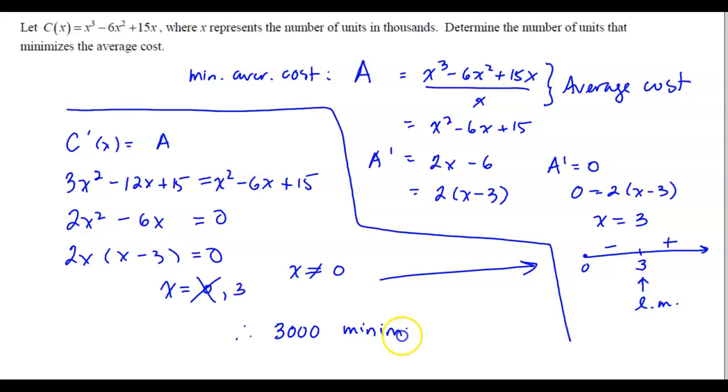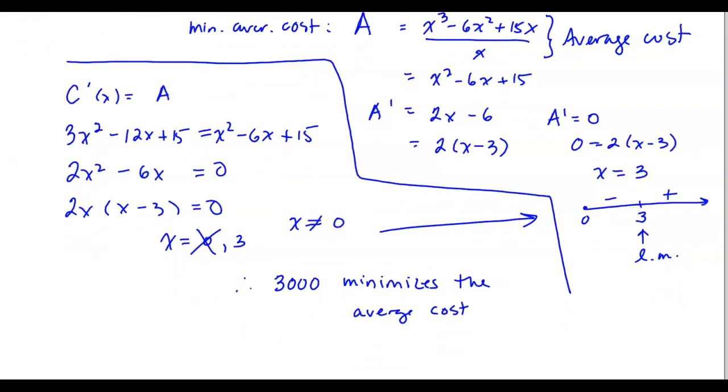So you can take the average cost and take the derivative to find that local min, or you can use the equation, the derivative of the cost function equals the average cost, and get the same thing. It's kind of easier to do the average cost and take the derivative of it, but either way works. And that's really it. So you are done this unit.